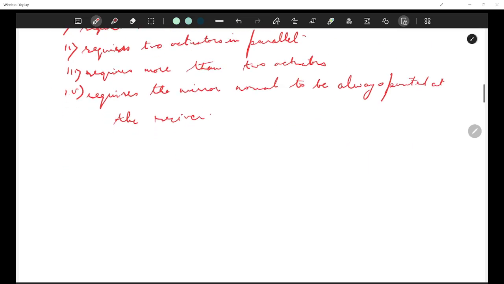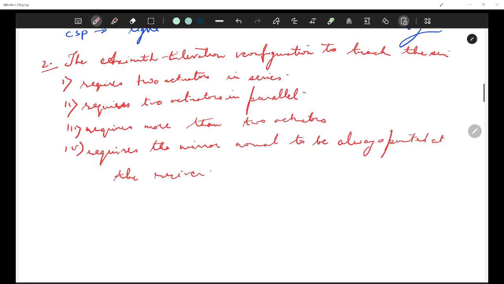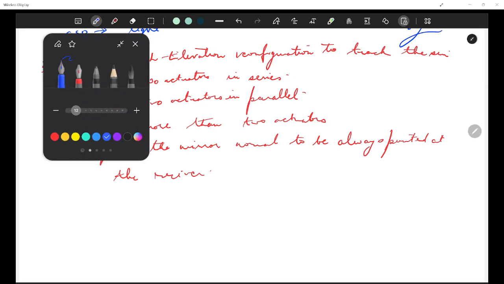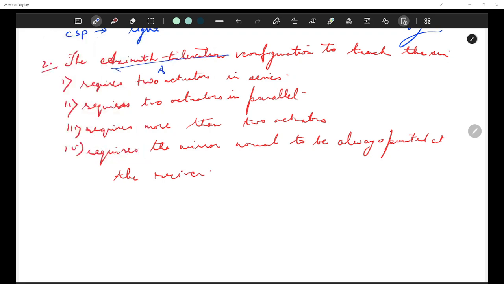The question says that this azimuth elevation configuration, which you might most of the time see written as AZ-EL, is used to track the sun. How many actuators does it require, in series, parallel, etc.? This is the question. So let's go with option A. It requires two actuators in series.